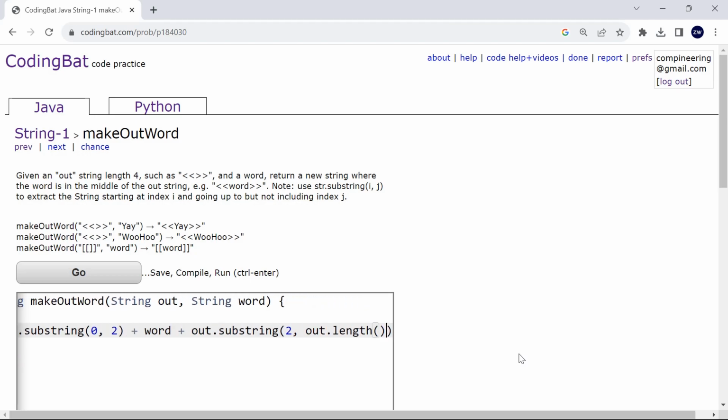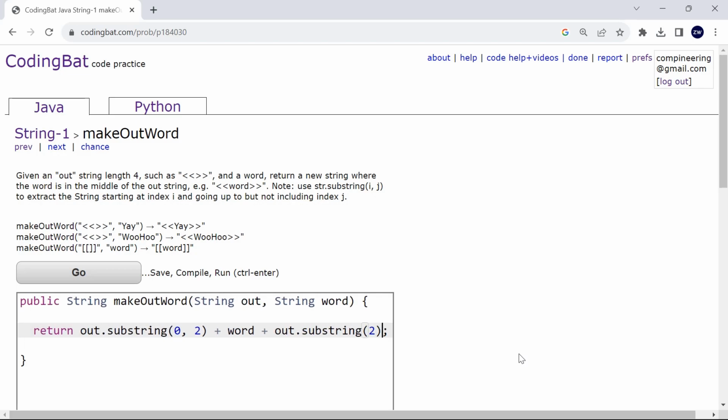out.length. So for this, the out.length is optional, so we won't really have to put it in. So we could just remove that. And that would be the solution.